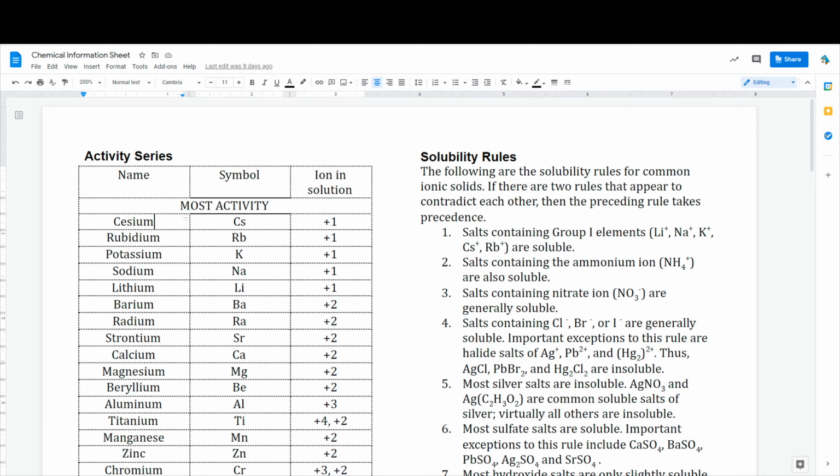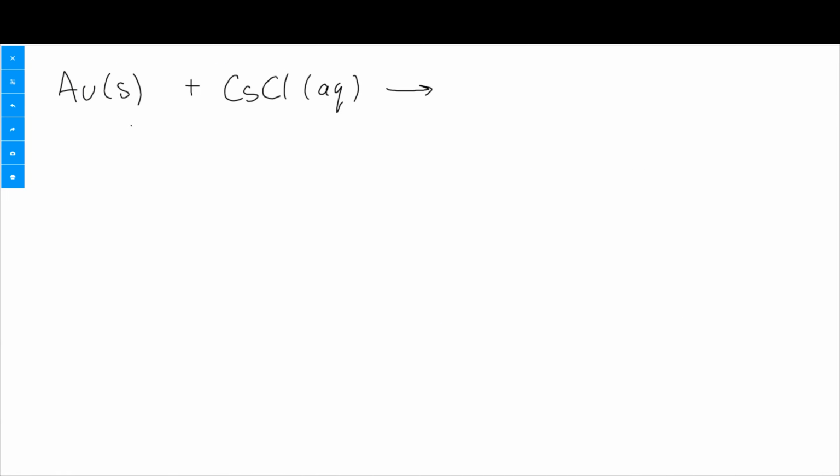So what does that mean? That means that this reaction does not happen. No reaction. Because gold is not more active than cesium, gold cannot kick these ions out of solution. Okay, cesium is hogging it all for itself, so gold can't really do that. In fact, gold is one of the worst elements for single replacement reactions, which makes it very chemically stable.